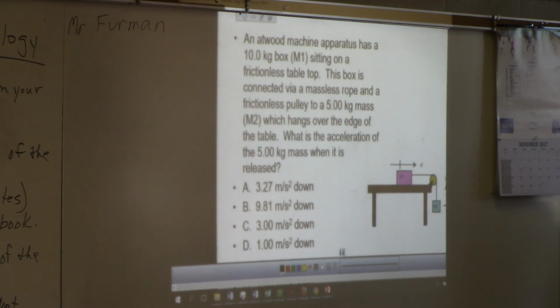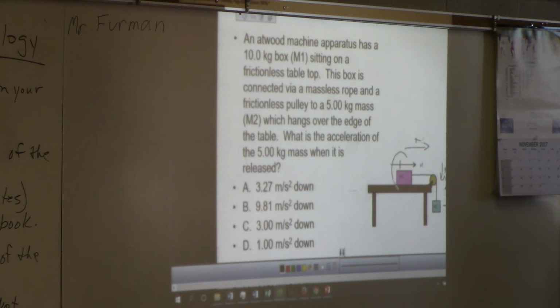I don't like how they've drawn the positive directions here. When I do Atwood machines, I say that the positive direction follows the string, follows the direction of motion. So M1 is going to be positive to the right, M2 is going to be positive downward. This is another example of defining your system. Both of these masses are going to accelerate, just like the two that were on the horizontal frictionless surface.